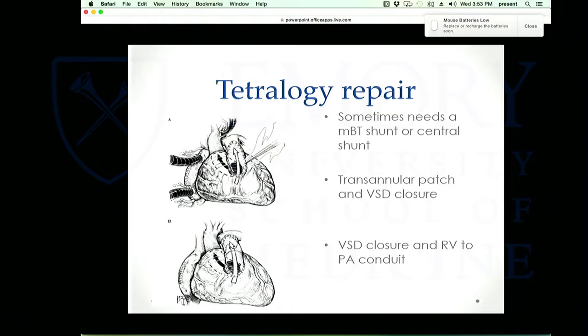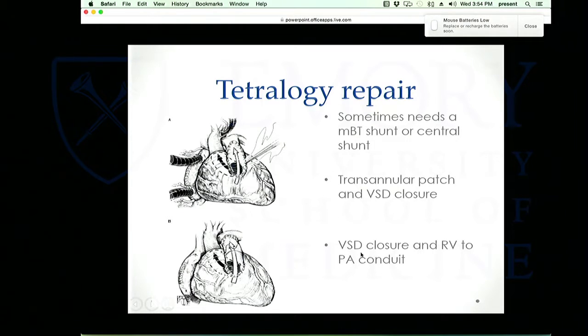So afterwards, you would follow them very similar to a Tetralogy of Fallot patient. This patient with a transannular patch is going to have the same pulmonary insufficiency and the same long-term risk of RV dilatation and needing a pulmonary valve in their early 20s and 30s. So you're still going to follow them the same way.